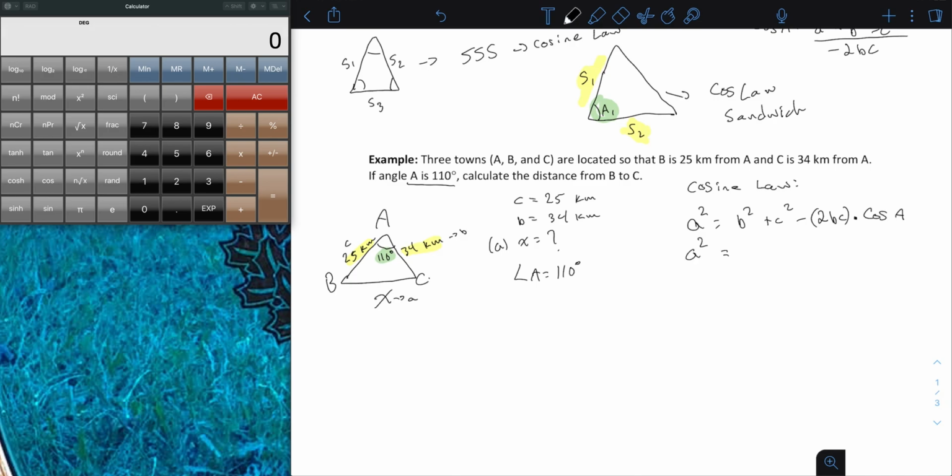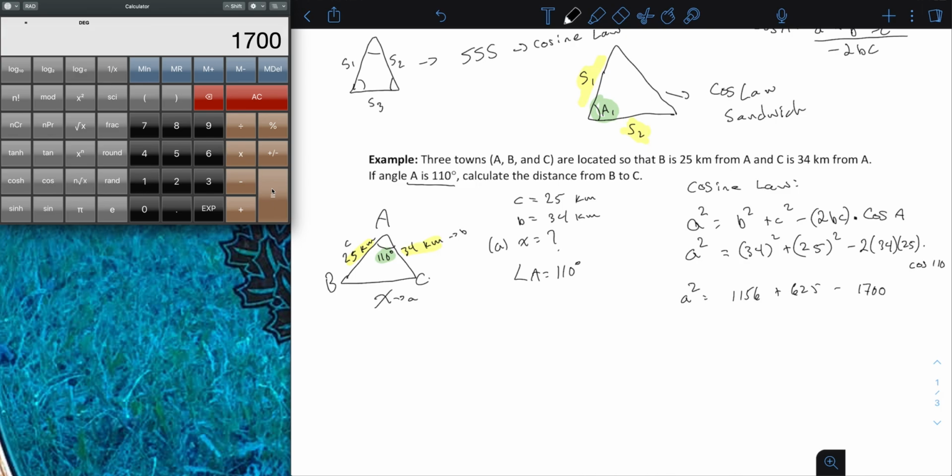So a squared is going to equal 34 squared plus 25 squared minus 2 multiplied by 34 by 25, and then multiplied by the cosine of 110. Then we can just start doing some math. You're going to go to your calculator and go 34 times 34. That's 1,156, plus 25 squared. 25 times 25 is 625. Minus, we're going to go 34 times 25 times 2, which is 1,700.